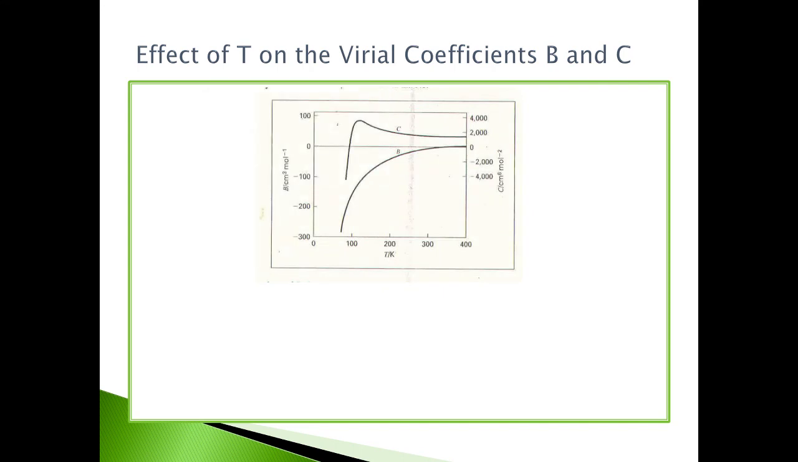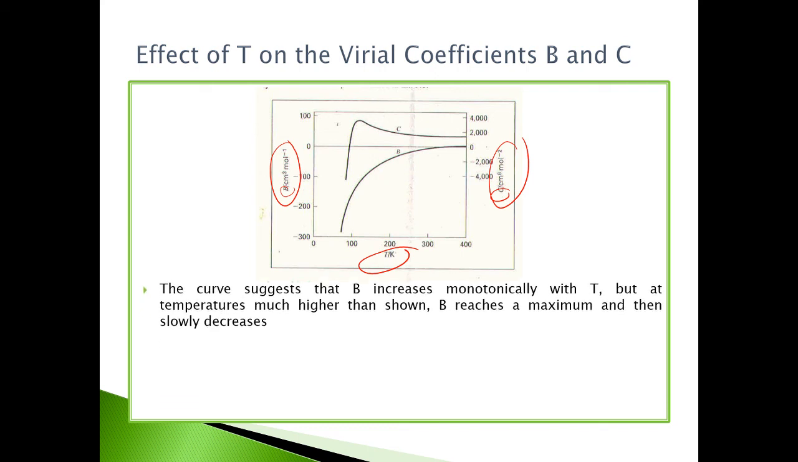Yan, effect of temperature on the virial coefficients B and C. So, ito sa ilalim ay meron tayo nung temperature in kelvins. And then sa left side, ito yung value ng B. Sa right side, yung value ng C. Okay, B and C. Ano yung effect ng temperature? So, sa B, B increases monotonically with temperature. Ayan siya. Diba? Pag increasing temperature, nag-i-increase din yung value ng B. Itong curve na nasa ilalim, yun ay curve ng B. So, yan, B yan. Ito yung curve ng C.